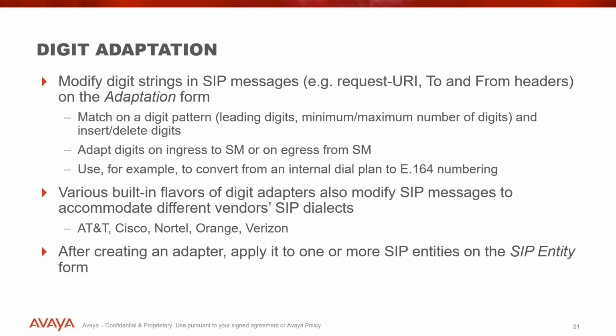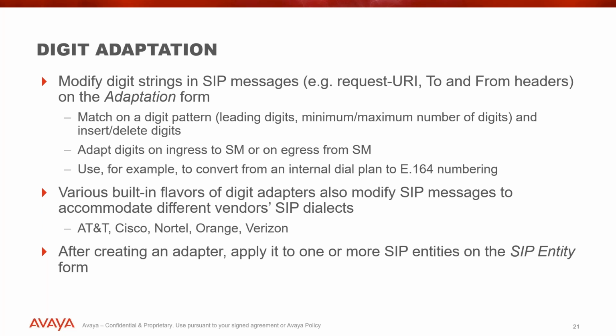This is where these various digit adapters come in. So if you're routing calls from your session manager to AT&T, for example, there are certain things that AT&T requires that maybe aren't in the invite that you're trying to send to AT&T. And the exact differences between the vendors are beyond the scope of this particular talk. They're very specific things. But we do have digit adapters that will do these modifications to accommodate the different dialects for the different vendors. We've got adapters for AT&T, Cisco, Nortel, Orange, and Verizon.